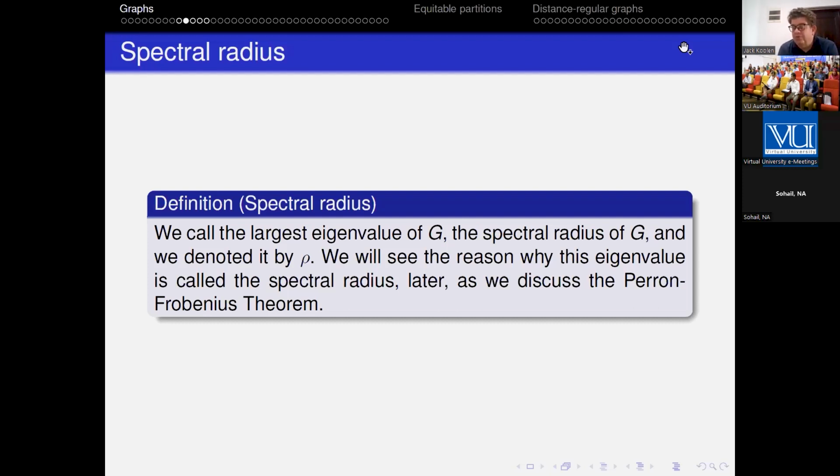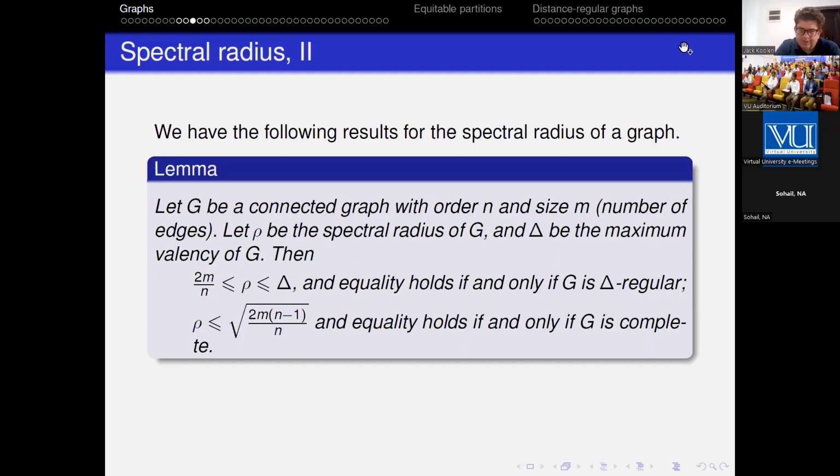You have to use continuity and a lot of different parts of analysis. You have to look at limits and so on. But if you look at the symmetric version, everything becomes much easier. So now we look at a connected graph, and I want to look at the following results on the spectral radius of a graph.